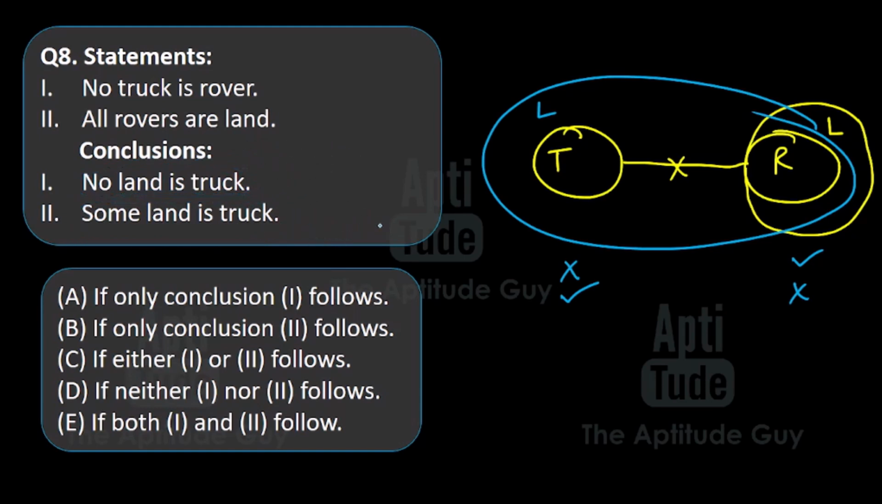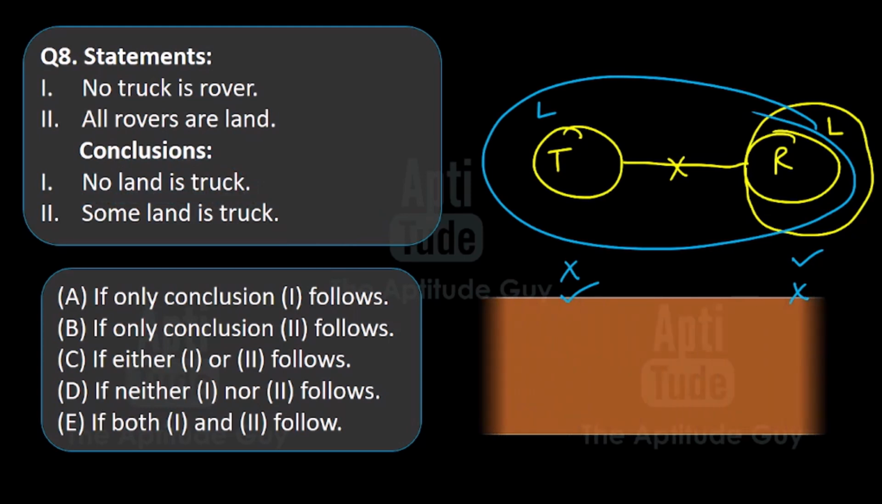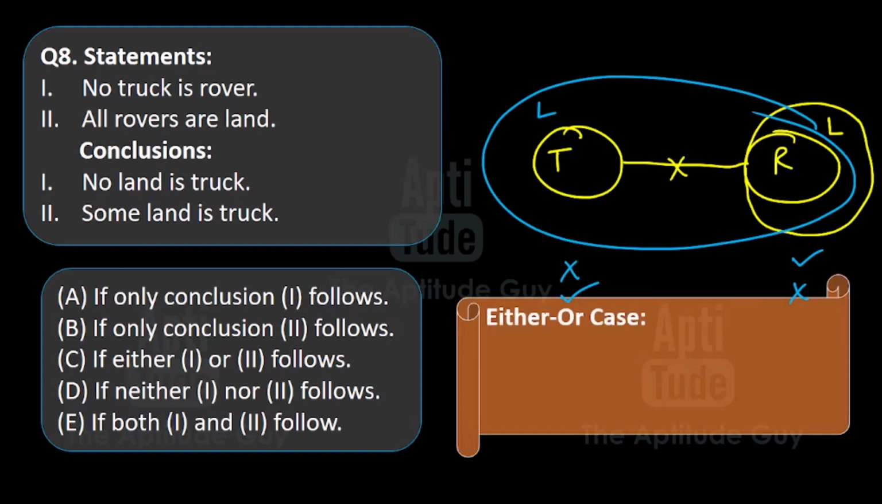Now, let me give you a very nice checklist using which you will never go wrong with the either or case. So, when it comes to the either or case, there are just three things you need to focus on. The first point is both conclusions are individually false. Are both the conclusions individually false? Yes, we made sure that they are.